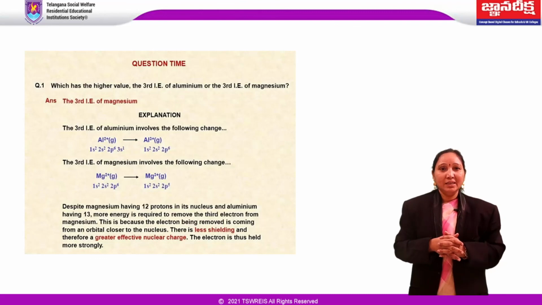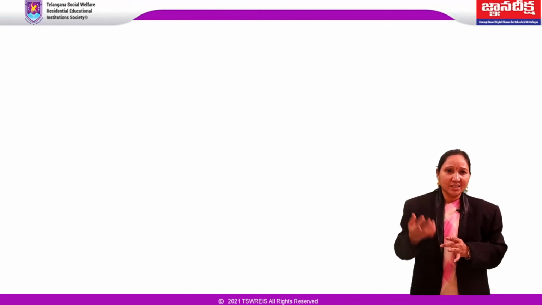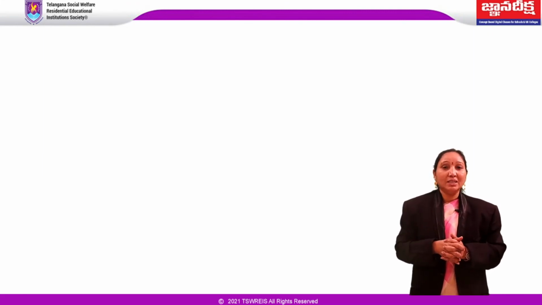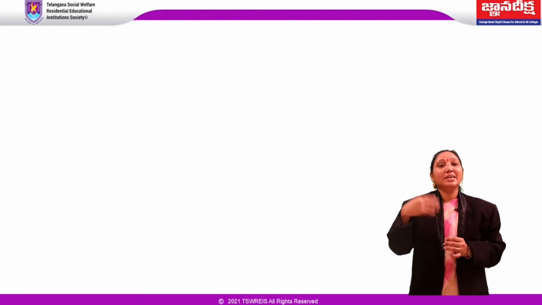Just you memorize the ionization energies, series of ionization energies or successive ionization energies for the elements which are present in the third period, that is sodium, magnesium up to argon. Just you memorize. We can discuss in our next class.